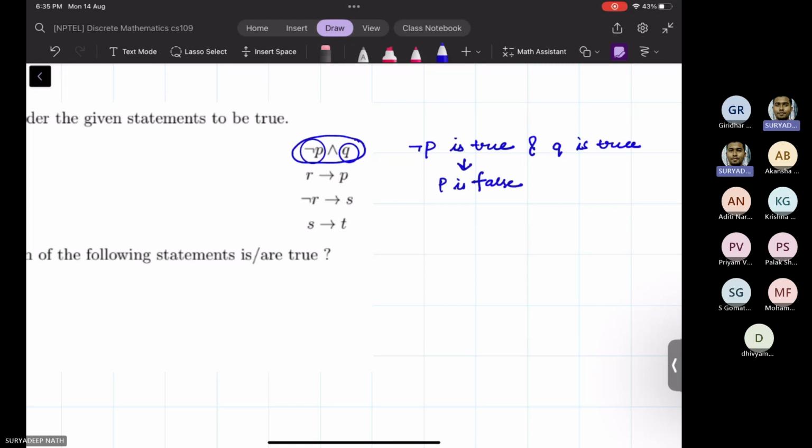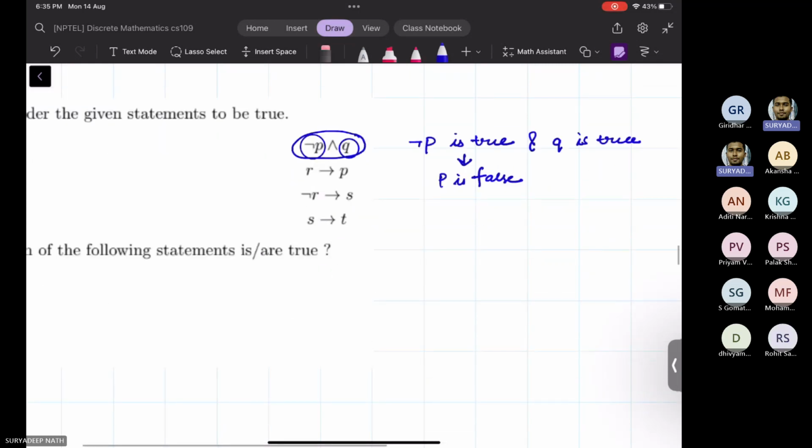Now come to the second implication, that R implies P. If I draw the Venn diagram, R implies P means we have a smaller set and a larger set. So R is the subset of P. Now, can anyone tell, if P is false, what will happen to R?